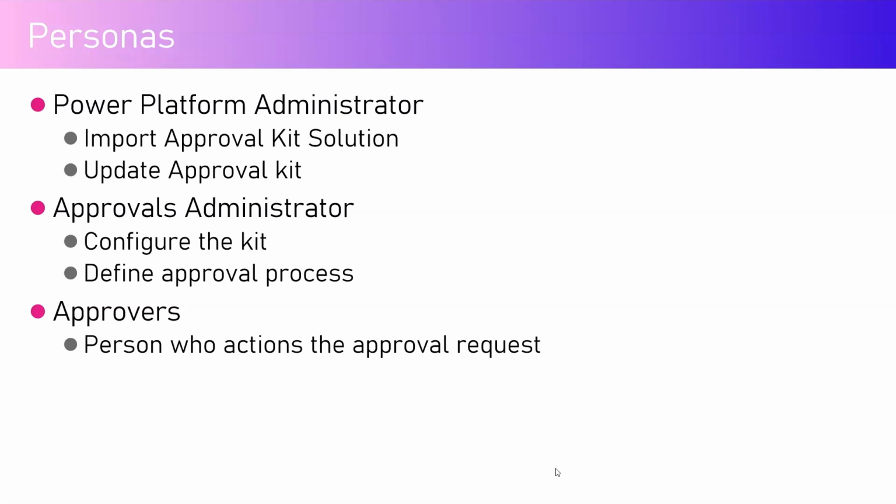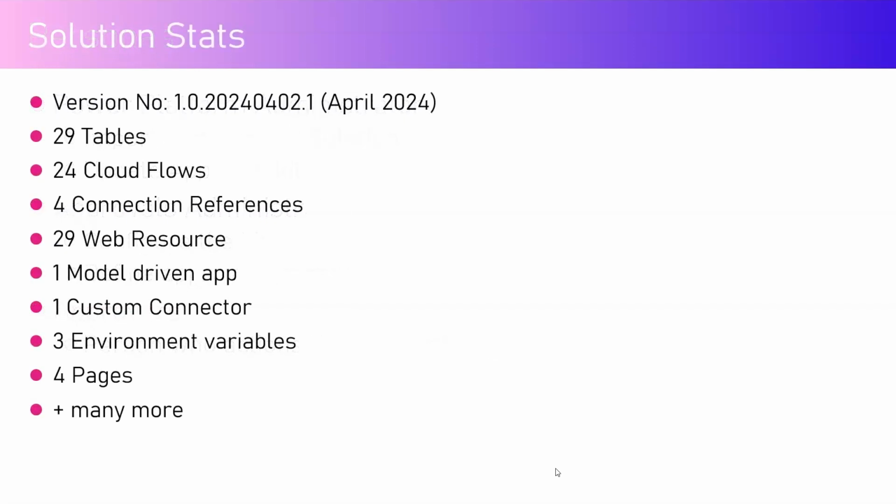Approvals Administrator configures the kit and defines the approval process. Power Platform Administrator imports the approval kit solution and updates it whenever a new version is made available. So these are the three major roles, but there might be other roles which can get involved within the application, but at a very high level these three roles are required for the application to perform perfectly.